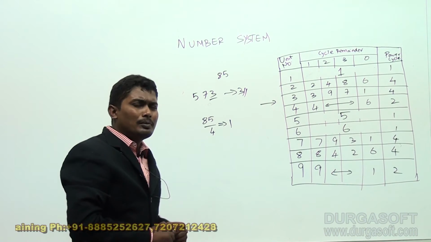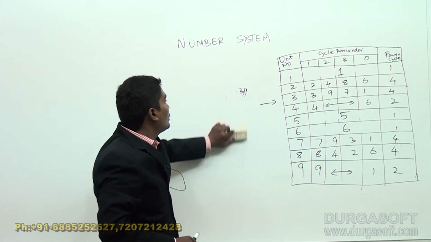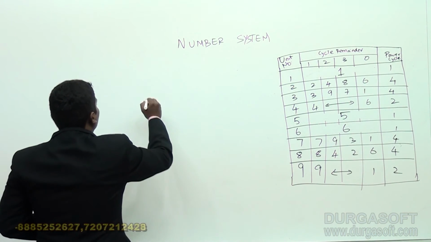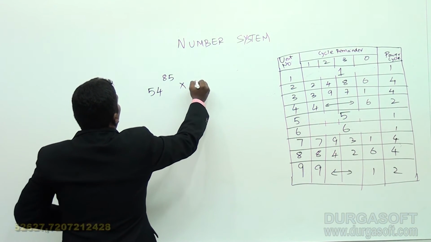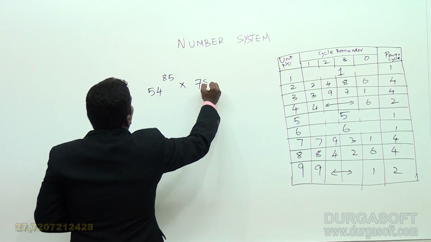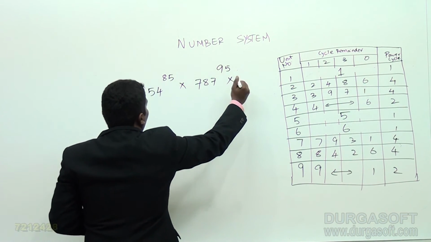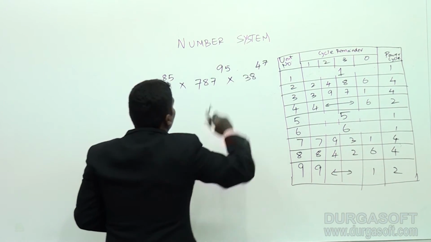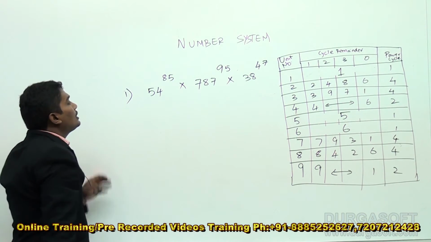Now we look at some 2 or 3 questions based on this power cycle. 54 to the power 85 into 787 to the power 95 into 38 to the power 47. So this is the first question. You have to find the unit digit of this number.